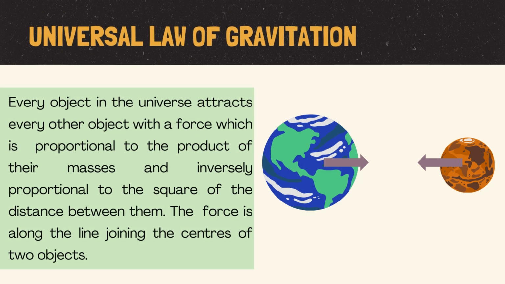Our next topic is the universal law of gravitation. In the previous slide, we discussed the force of attraction between two objects in the universe. We can measure this force of attraction, that is the gravitational force, by using the universal law of gravitation. In this law, it is stated that the force will be directly proportional to the product of the two objects' masses and inversely proportional to the distance between them. Moreover, the force is along the line joining the centers of the two objects, as shown in this figure.